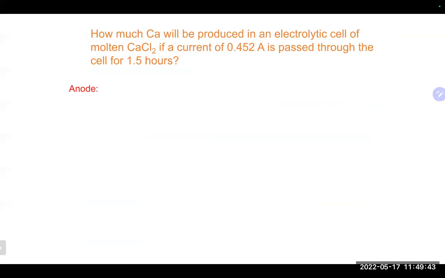All right, so let's say we are running a cell, and we want to know how many grams of calcium will be produced in a cell that has molten calcium chloride if a current of 0.452 amperes is passed through the cell for 1.5 hours. So why don't you take a second or two and see where you get to. I think calcium is 40.08, give or take.